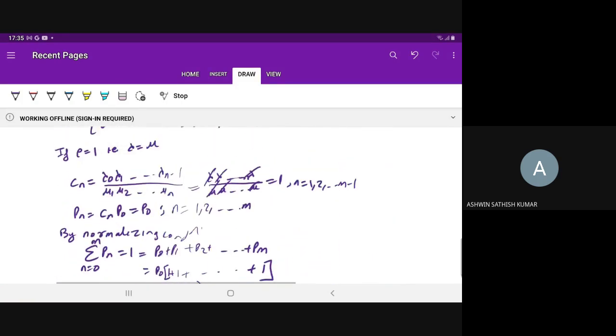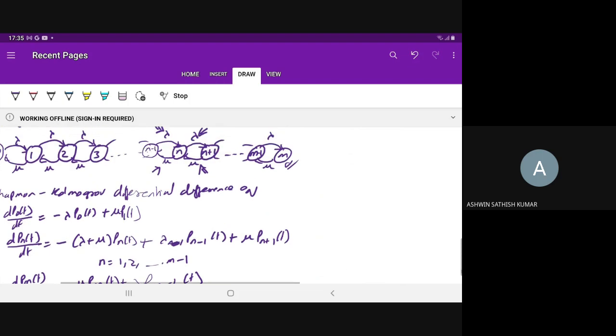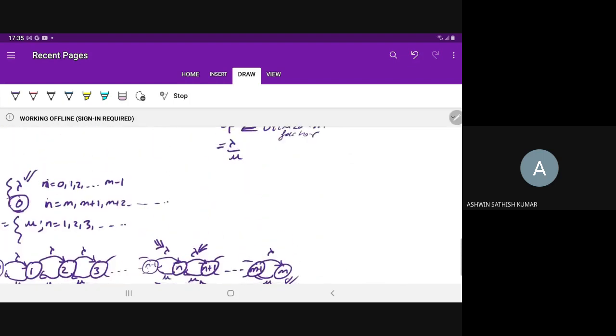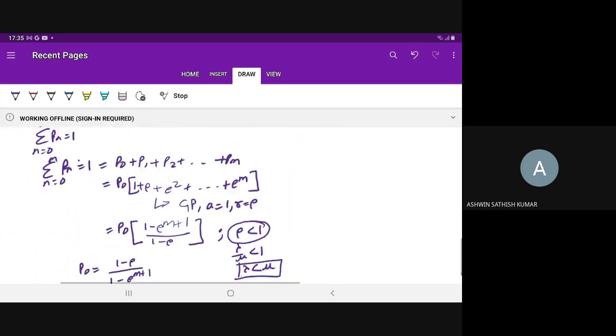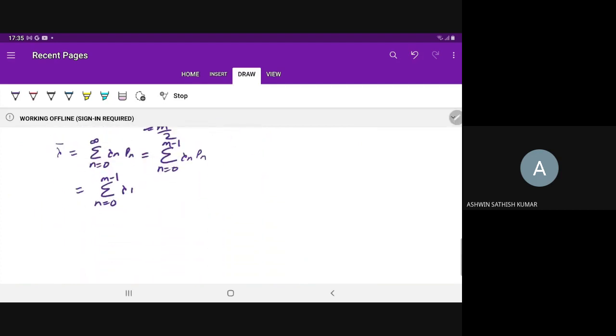If you see here, we have written all the lambdas are lambda up to m minus 1, and it is 0 from m plus 1, m plus 2. So here we write lambda into Pn, which can be written as lambda summation n is equal to 0 to m minus 1 of Pn. Can anyone tell what is the value of this summation? Yes, it is 1 minus Pm. So lambda into 1 minus Pm. That is our lambda bar.